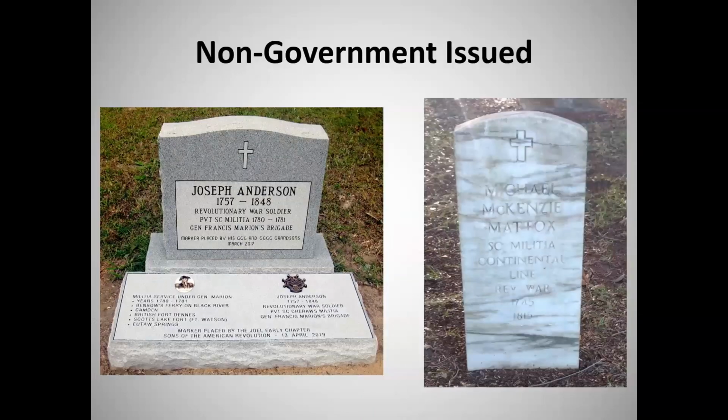This is a non-government issued stone. So the one on the left actually has two different stones where they have images, they have the battles that took place and mention when it was marked. And the one on the right, even though it is for a revolutionary soldier, notice that the words go inward. So that is one that somebody probably paid for themselves so that they could put the dates on it.